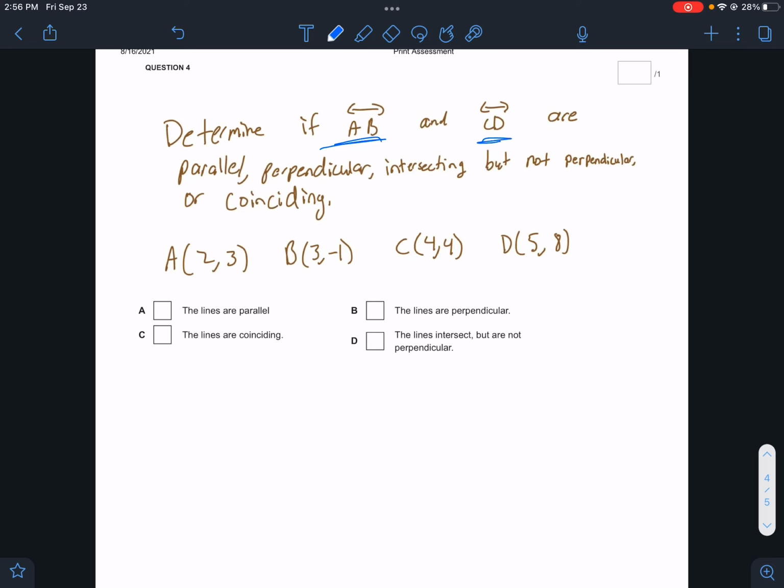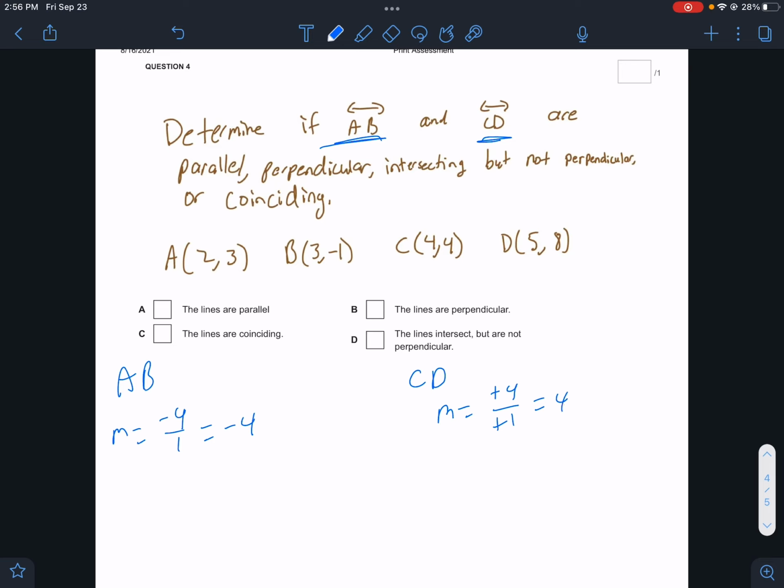So let's work on AB over here. AB, 3 to negative 1, it's minus 4. So the slope is minus 4. 2 to 3 is plus 1. That's a slope of negative 4. Let's work on CD. Let's get the slope. See what's happening over here. CD, 4 to 8 is plus 4. 4 to 5 is plus 1. Well, that's a slope of 4.